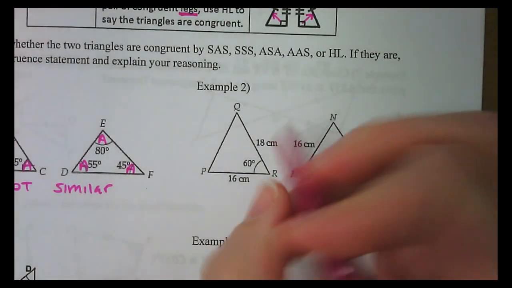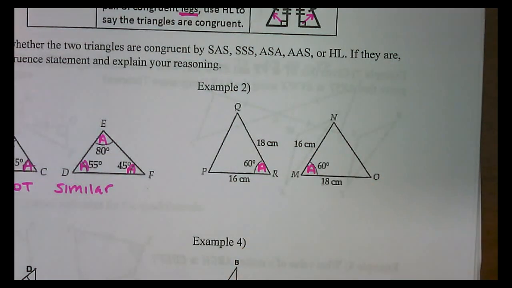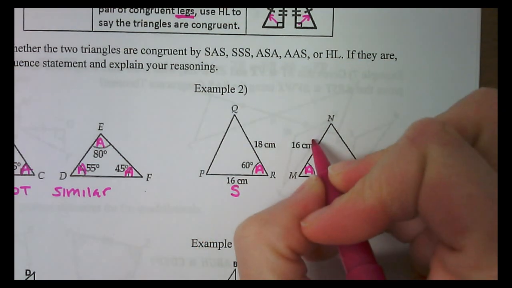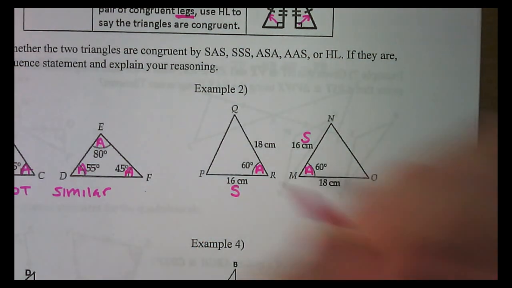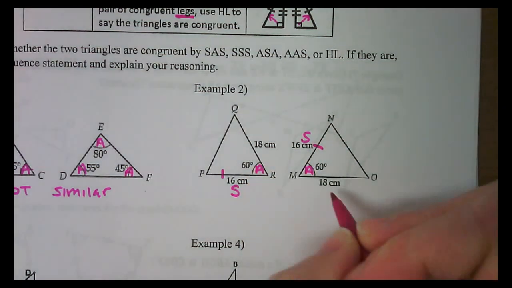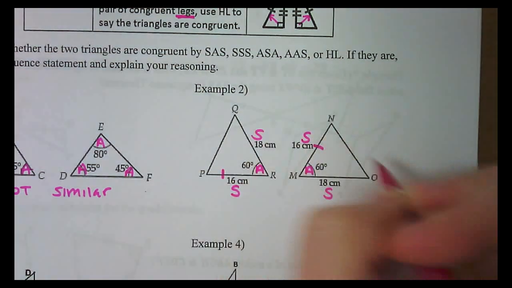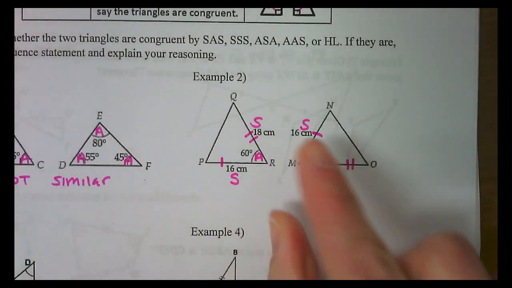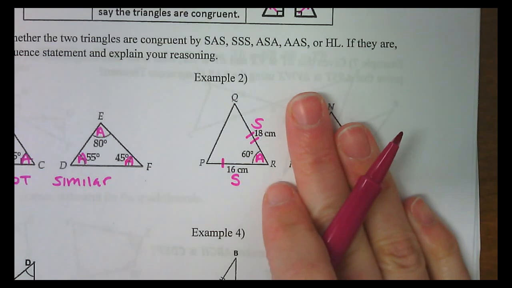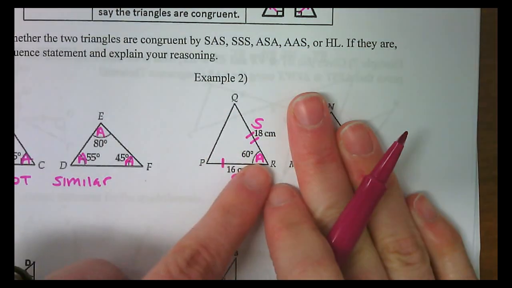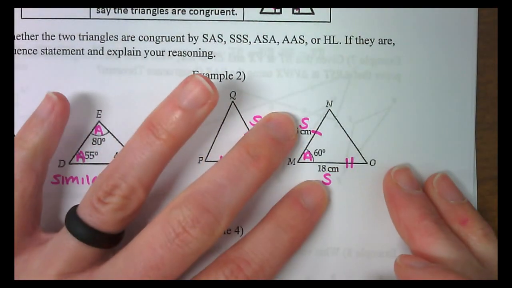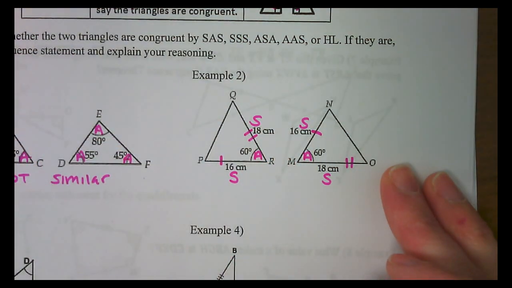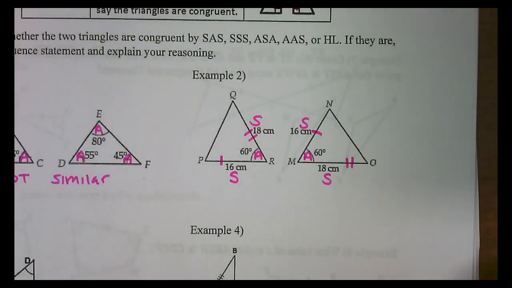Okay, in example 2, we can tell that these angles are the same. They're both marked as 60. This side is 16 and this side is 16. So these are the same. This side is 18 and this side is 18. These sides are the same. So in our triangles, if I look at one of them at a time, I've got 2 sides and the angle that's between them. And I've got 2 sides and the angle that's between them. So these are going to be congruent.